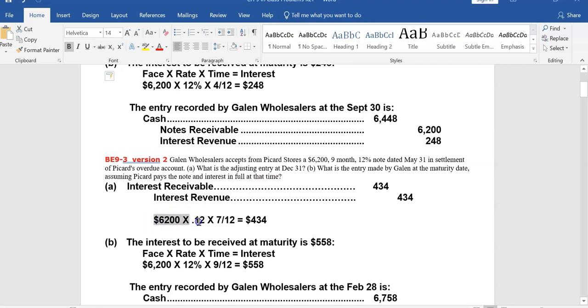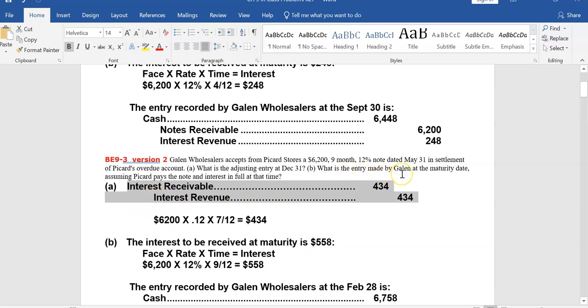The amount of interest that was earned for that 7 months is the face amount of the note times the stated interest rate times the fraction of the year, 7/12. So 6,200 times the 12% interest rate times 7 divided by 12. Interest of $434 is earned during the current year. We will record $434 of interest revenue on December 31st. We will also record an increase to a receivable for the revenue that will be paid 2 months later in the next accounting period. So record a receivable and a revenue at the end of the year.